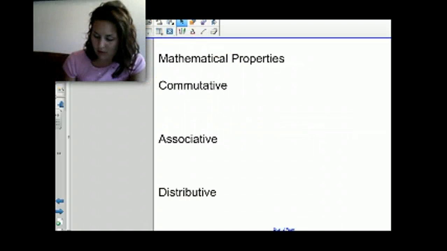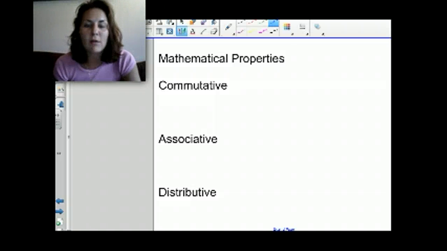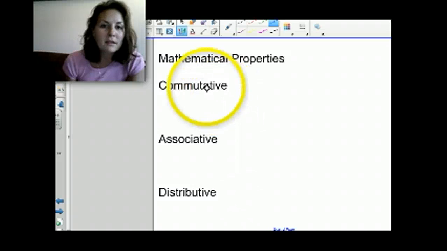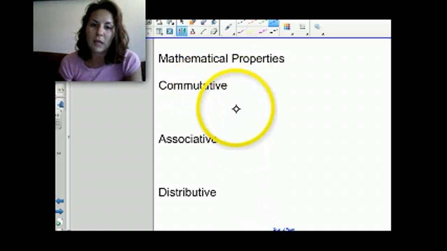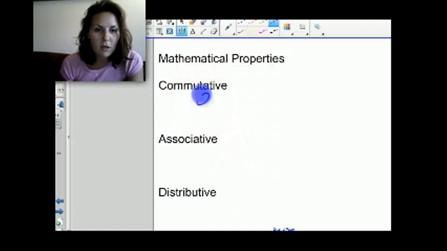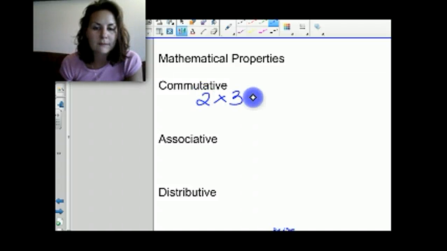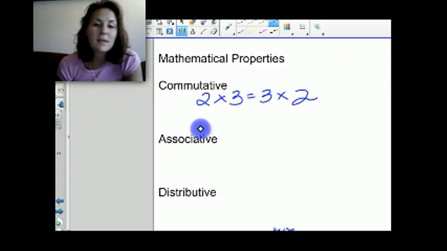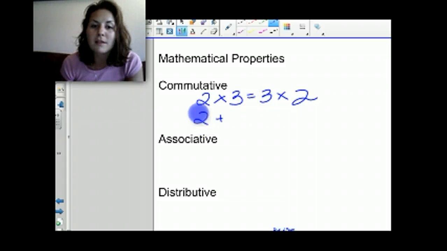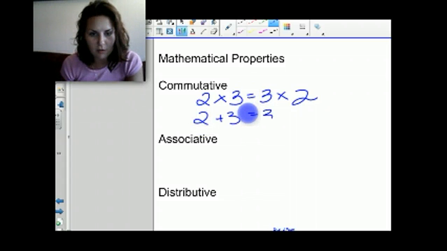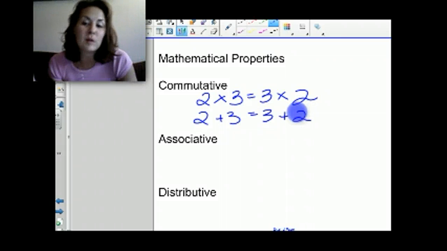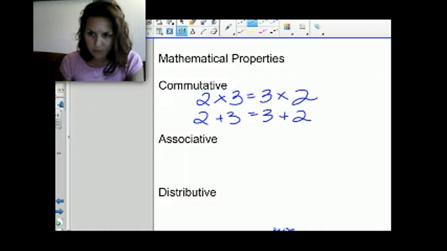Mathematical properties. These are important to know. They sound complicated. They're fairly simple. The commutative property. This one says we can use it for multiplication or addition. 2 times 3 is the same as 3 times 2. Same thing goes for addition. 2 plus 3 equals 3 plus 2. This is a property we can use for the distributive property, so it's important to know.